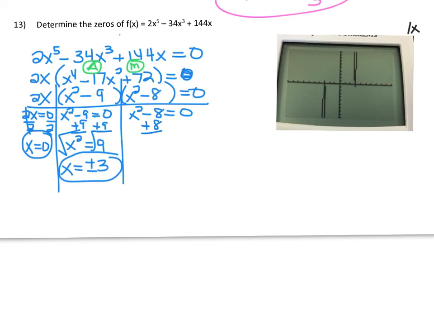So I'm going to add 8. I'm going to solve this the same way I kind of solved this middle column, okay? I'm going to add 8 to both sides, so I get x squared equals positive 8. And then to get rid of a square, we take the square root. So the square and the square root cancel each other out, leaving us with x.